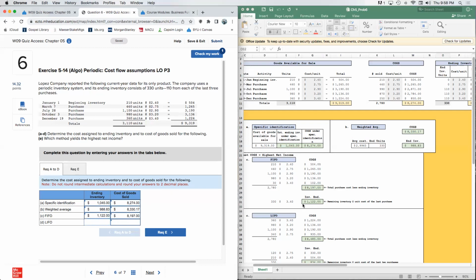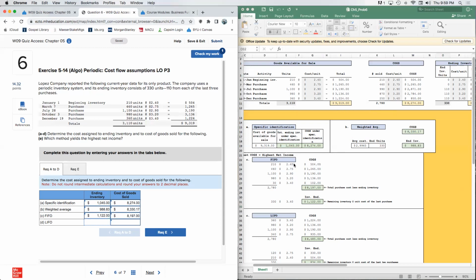8,197. But you can also kind of see, I like to break down just for my peace of mind to make sure it all adds up. And so we know our total number of goods sold. So I built this little cost of goods sold table from everything we know. We sold 2,780 units. And then basically you would know, okay, I know we bought 210, and just keep adding these up till you run out of inventory basically.